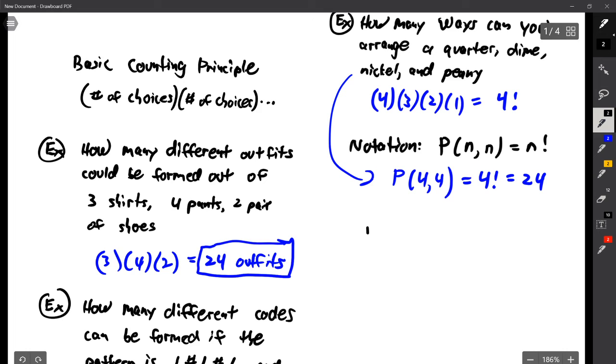Well, we also can have the number of permutations of n items taken r at a time. So that would be like, let's just say you have 12 different cups to pick from, but you're only arranging with 5 of them. So we have 5 items that we're actually arranging.